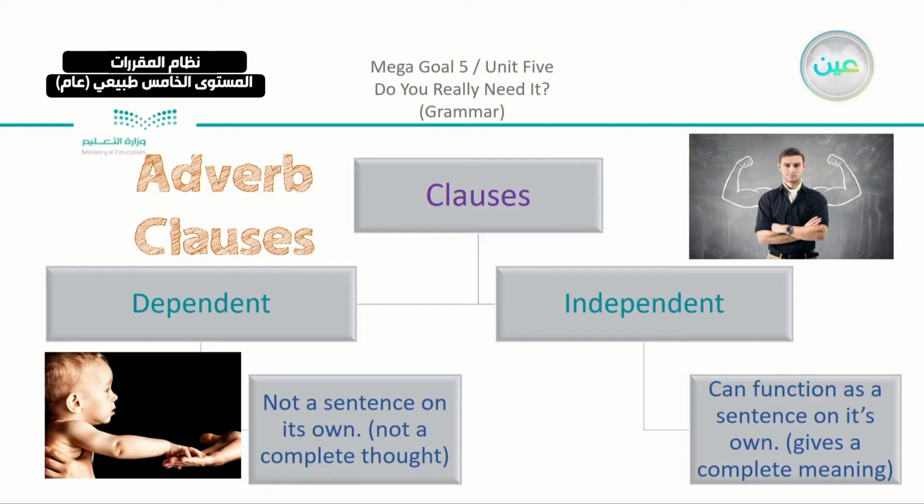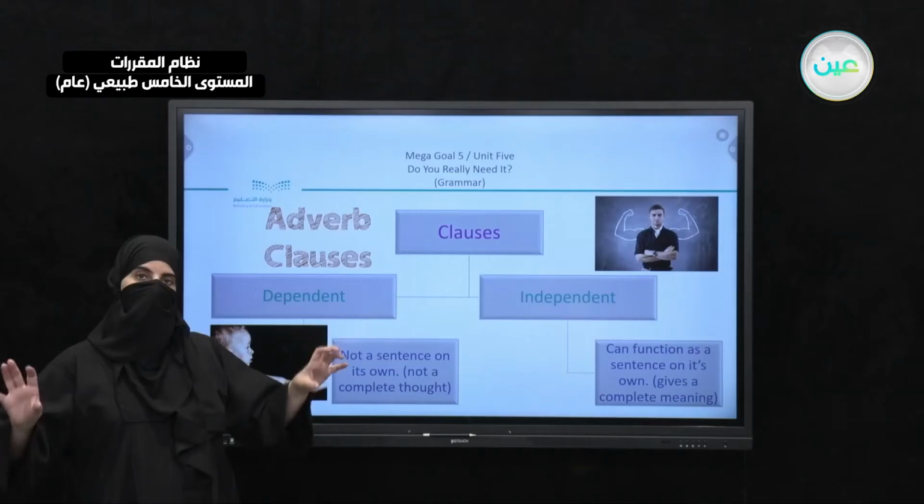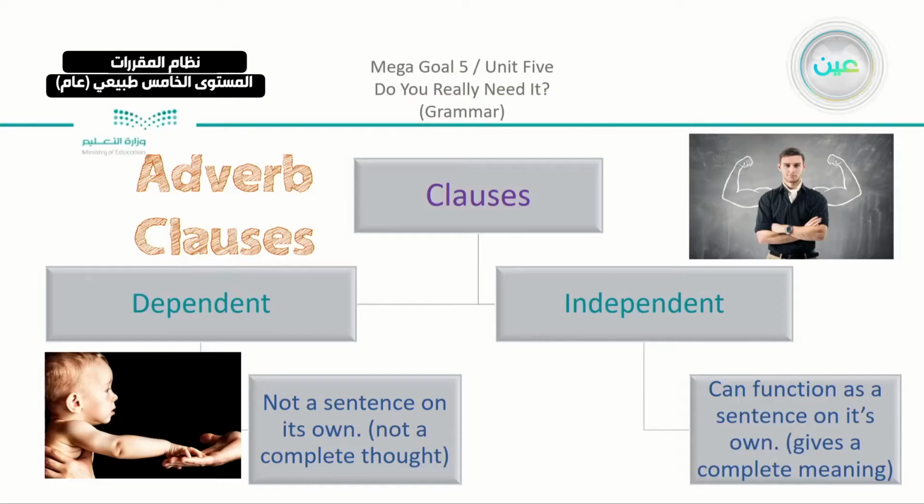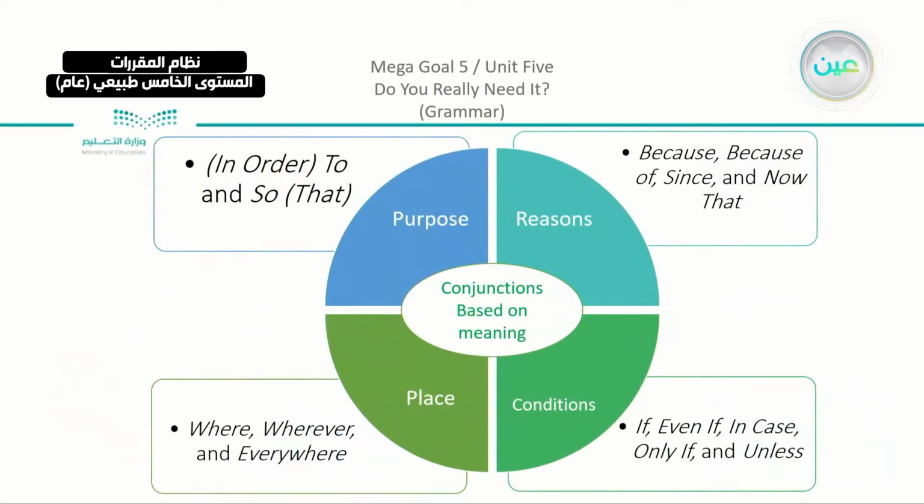And actually, the adverb clause is a kind of dependent clause. And the other one, which is an independent clause, we compared to a strong young man. Here it has a complete meaning and it can stand on its own. These two clauses, I can join them together and make one sentence using conjunctions. Then we discussed the conjunction part, and we said that there are four types. We have conjunctions that give information of reason, or condition, or purpose, or place.